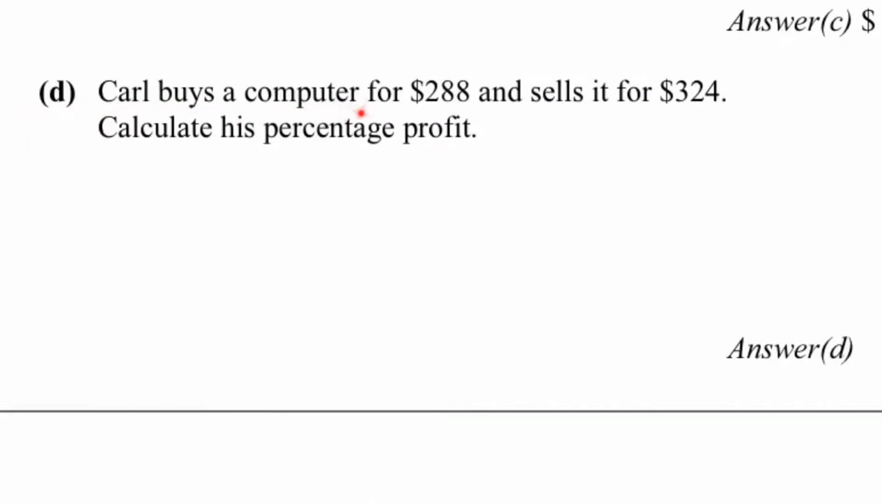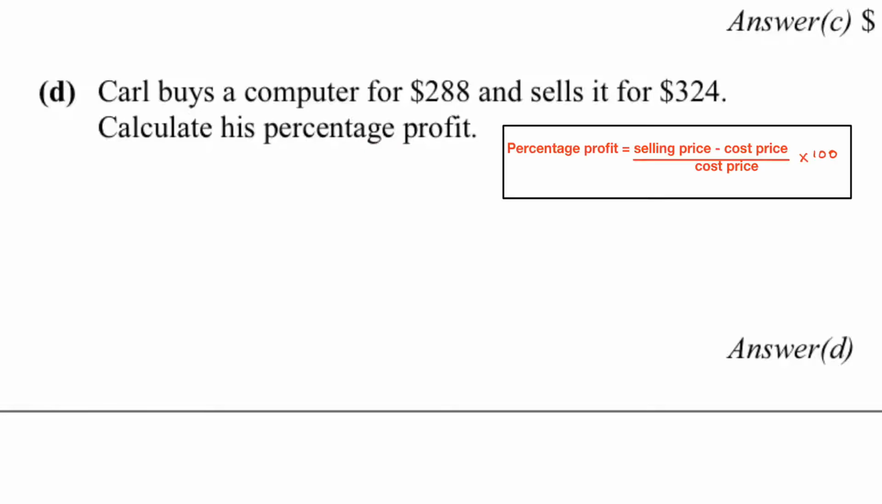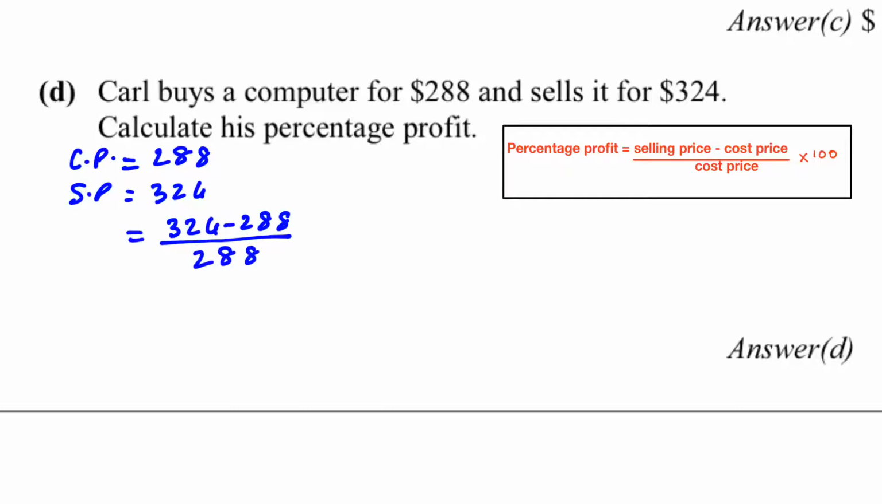In D, Carl buys a computer for $288 and sells it for $324. Calculate his percentage profit. To find the percentage profit, we do selling price minus the cost price, over the cost price, multiply by 100. And if it is a percentage loss, you will do the cost price minus the selling price over the cost price, multiply by 100. What is our cost price? It's 288 and our selling price is 324. So percentage profit will be 324 minus 288 over 288 times 100, and you will get 12.5 percent as your answer.